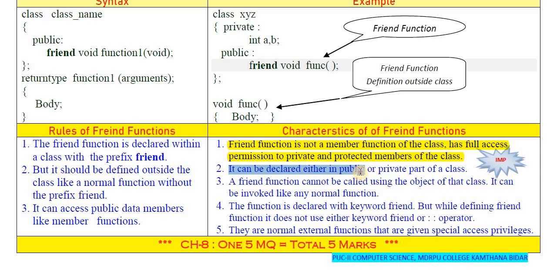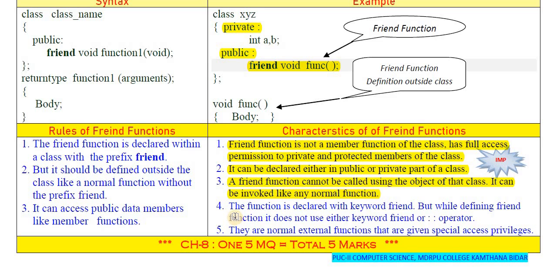It can be declared either in the public or private part of the class. So here a friend function can be declared in the private section or public section. In this example, this friend function is declared in the public section. We can also declare this friend function in private. A friend function cannot be called using an object of that class. It can be invoked like any normal function.